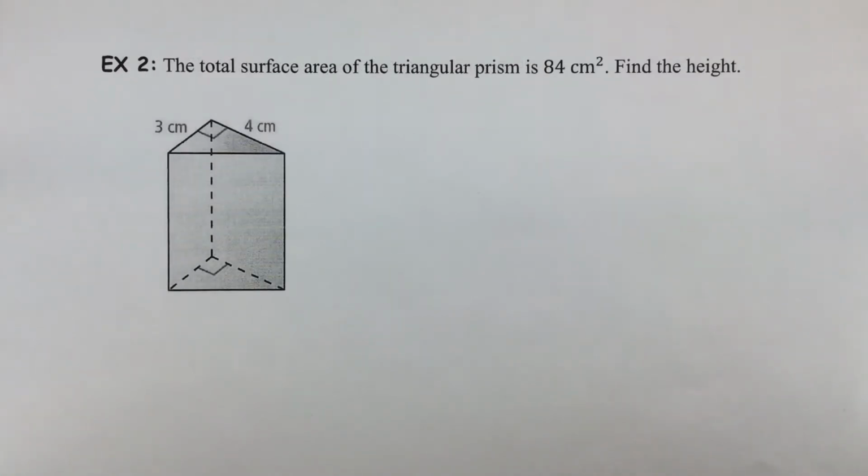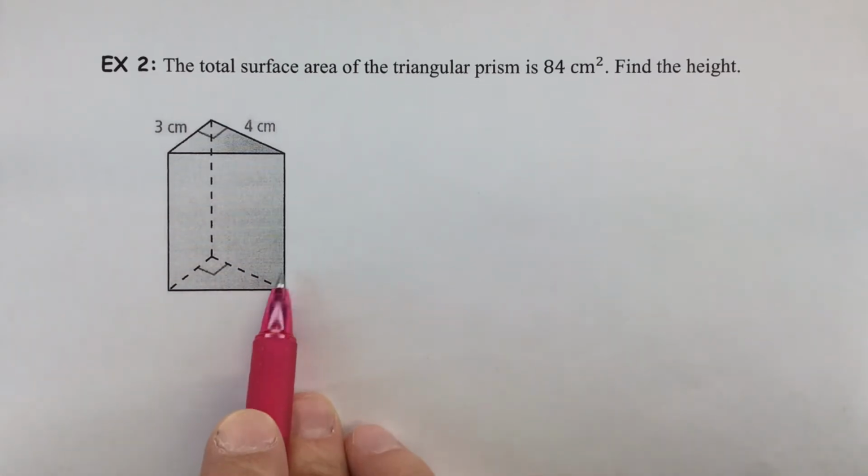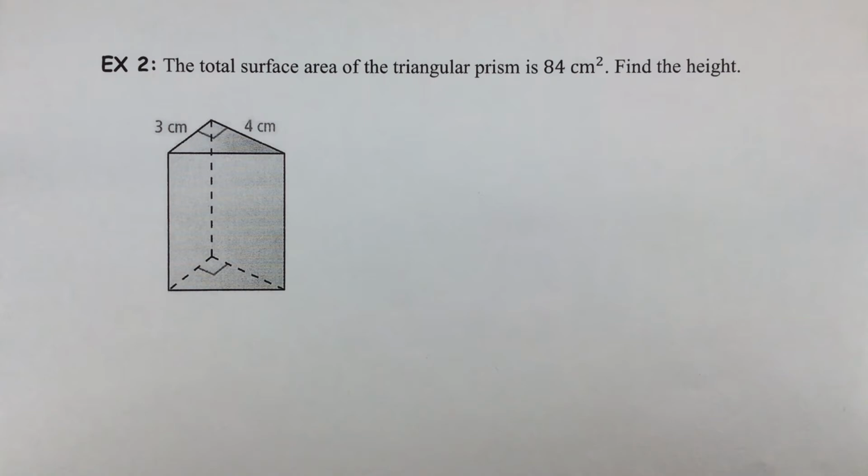Example 2, the total surface area of the triangular prism is 84 centimeters squared. What we are asked to do here is to find the height. Okay, so notice in the figure, we don't actually have a height here. That is an unknown value. Let's go ahead and just call that x, just for the sake of having something there.